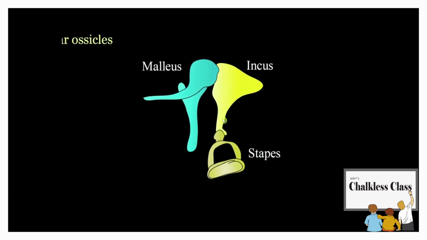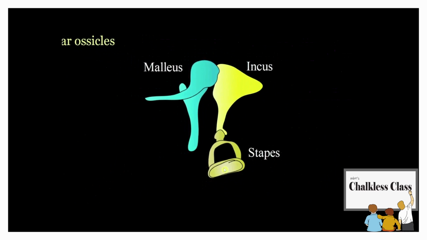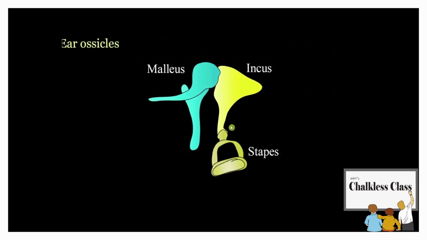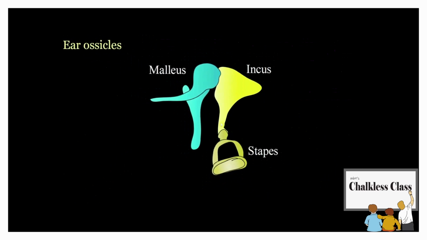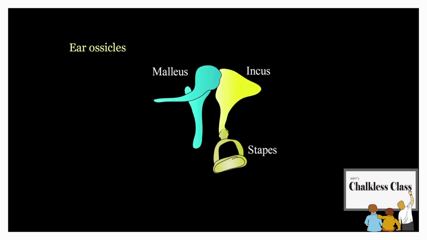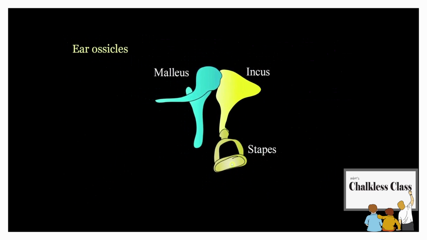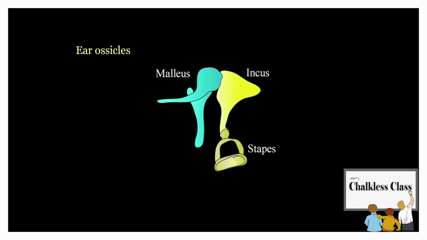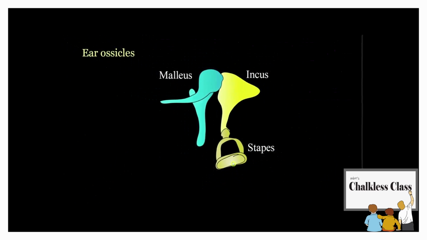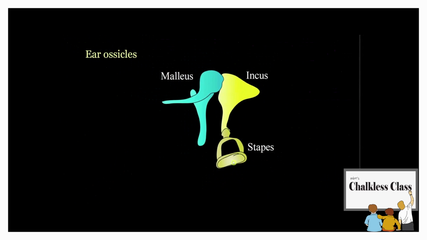Another end of the incus is connected to the stapes. It forms a joint, the incudostapedial joint. Incudostapedial joint is a ball and socket joint. The smallest bone in the human body is the stapes. One end is connected to the incus and another end is connected to the foramen ovale.